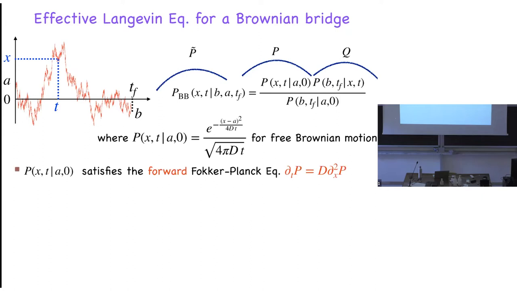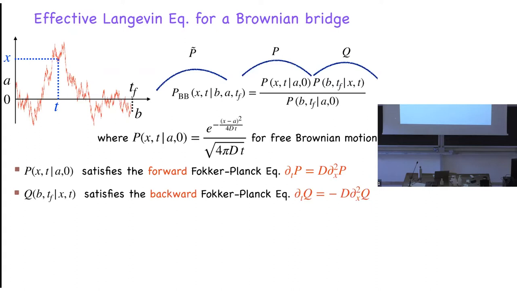Now the q here is also very similar, but instead you are looking at the dynamics backward in time, sorry. So this q here is known as the backward propagator, and it satisfies this heat equation here with a minus sign, simply because time has been reversed.